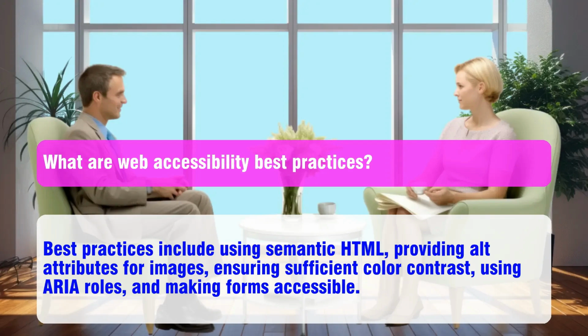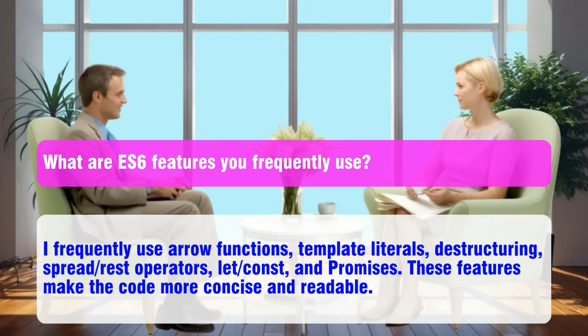What are web accessibility best practices? Best practices include using semantic HTML, providing alt attributes for images, ensuring sufficient color contrast, using ARIA roles, and making forms accessible.